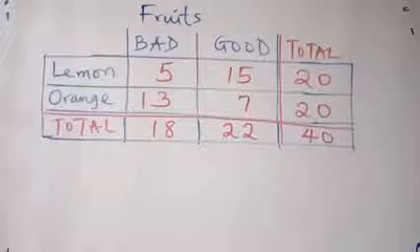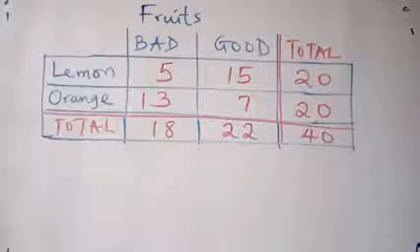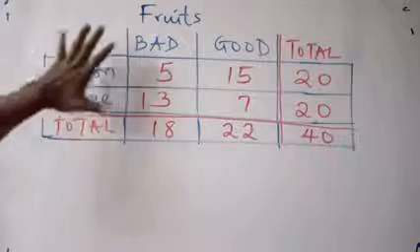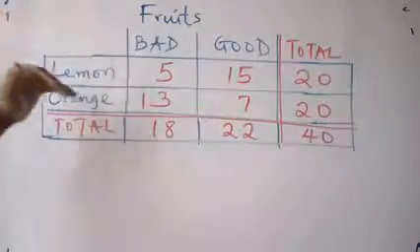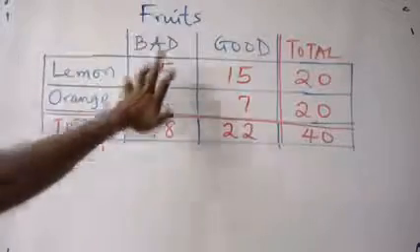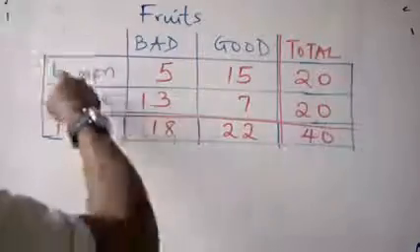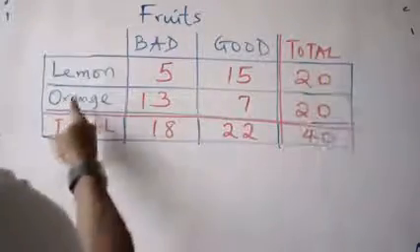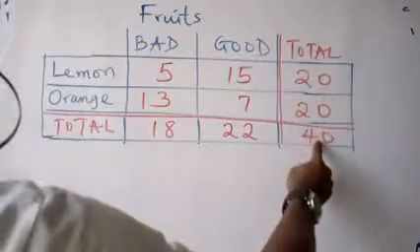I decided to give this question to help us understand when we have questions in a tabular form and we have to find the probability. Now, what this question is telling us is that we have different types of fruits. We have the lemon and we have the orange. Now, some of them are bad, some of them are good. The total of all the lemons, 20. Total of all the oranges, 20. The overall total, we have 40.